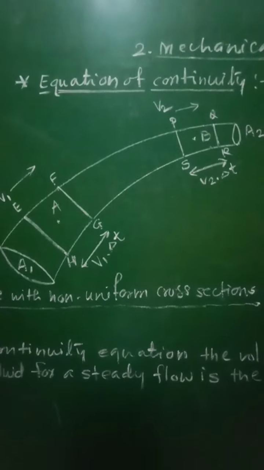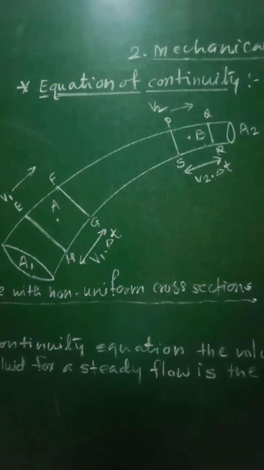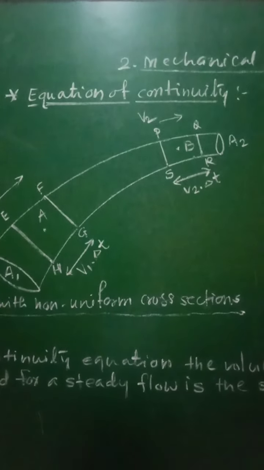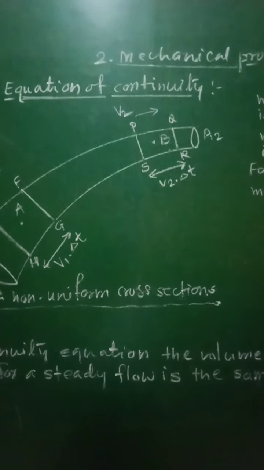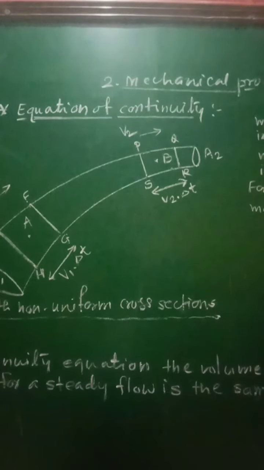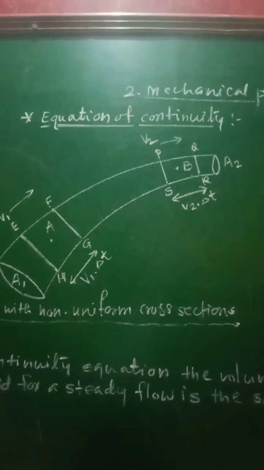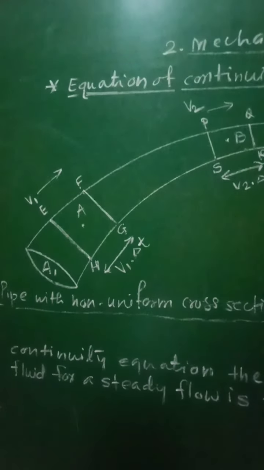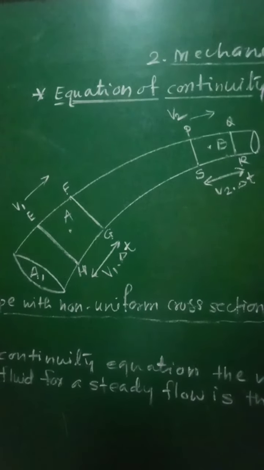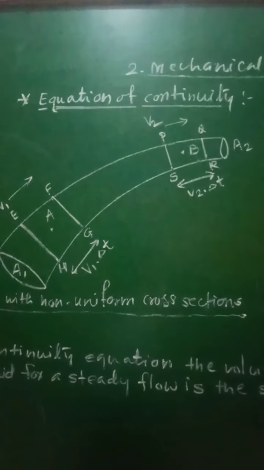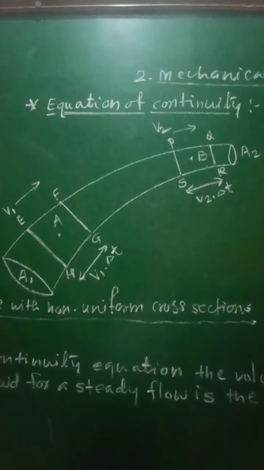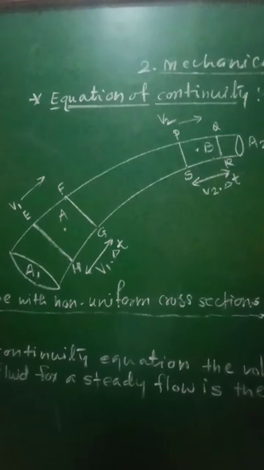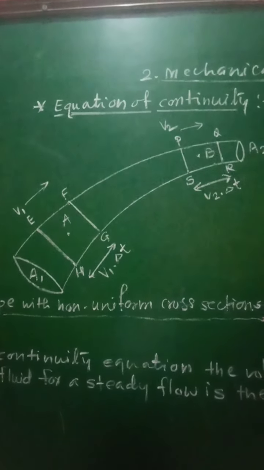So, in order to obtain the equation of continuity, let us consider a pipe with non-uniform cross-section through which the fluid is flowing. So, consider a steady flow of an incompressible fluid maintained through this pipe of non-uniform cross-section. For a steady flow, the velocity of a particle remains constant at a given point, but it will change from point to point.